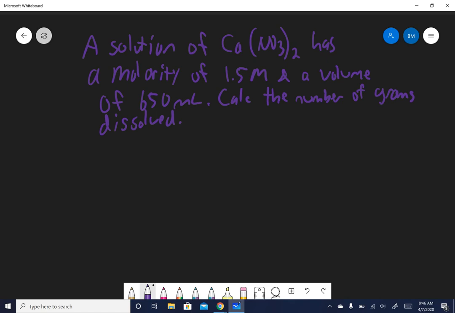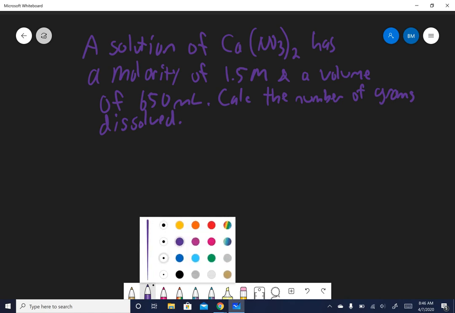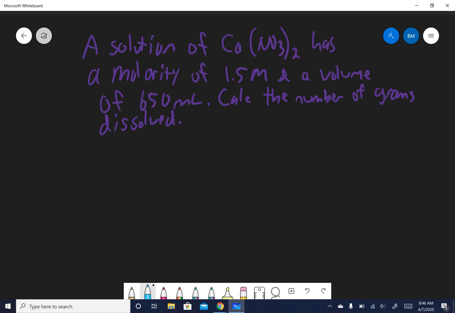That might be hard for you to see. Let me switch this up here. I keep going back to this blue one here. All right, so again, we're going to need to do two steps here. This time, we're going to use the molarity formula first. So molarity equals moles over liters. Then we're going to convert moles into grams.